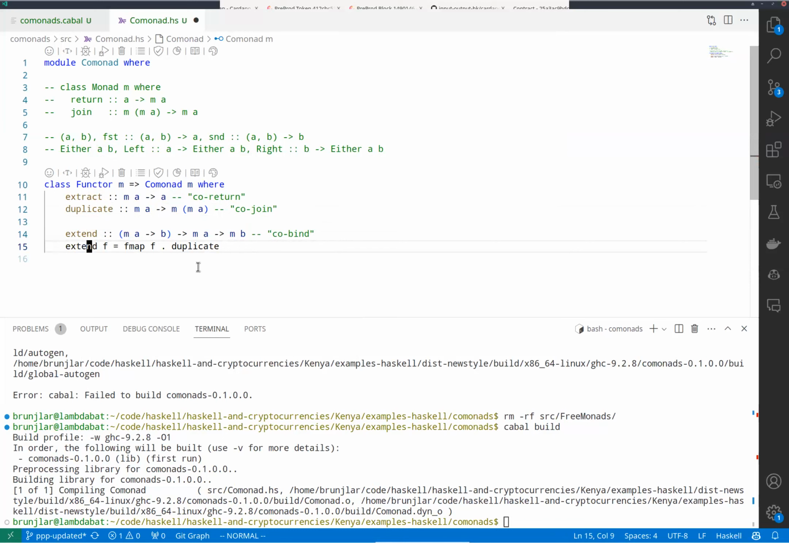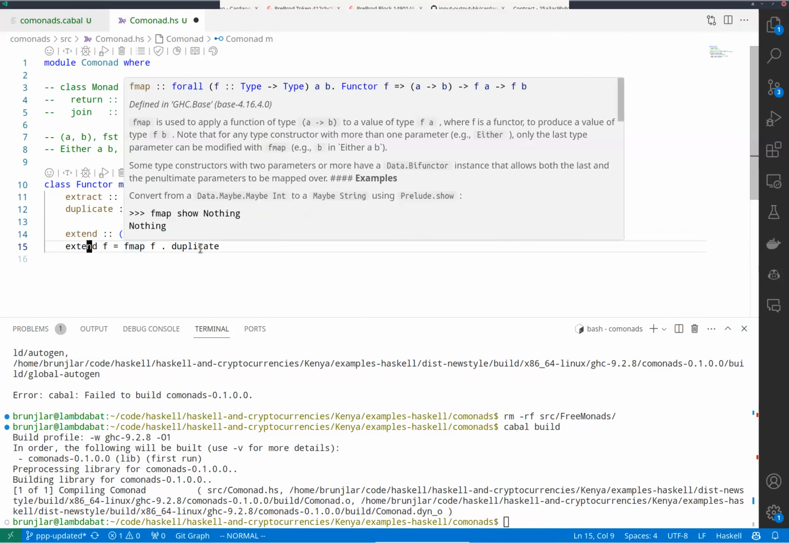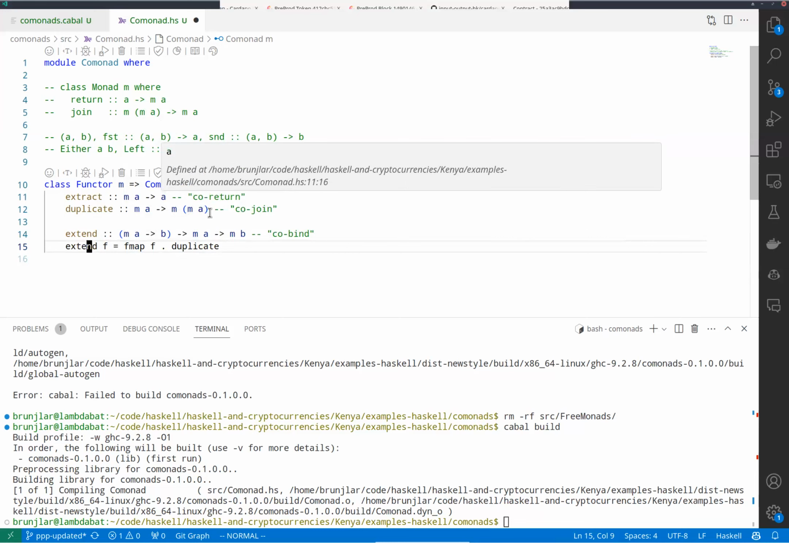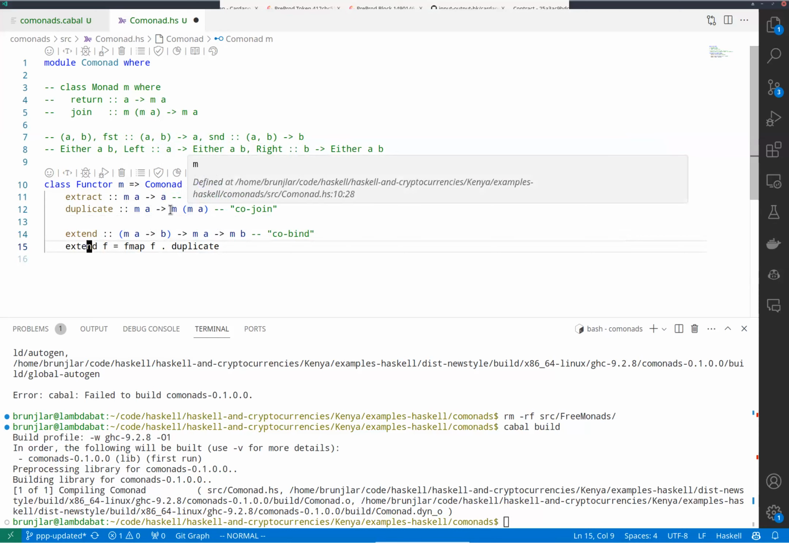So if I have an F and this M A, then I duplicate, so I get from M A to M (M A), and then I have F from M A to B. So if I fmap that, I get from M (M A) to M B. So that's combined. Anyway, so that's a comonad, and that explains why it's called comonad, because it flips the arrows around of a monad.